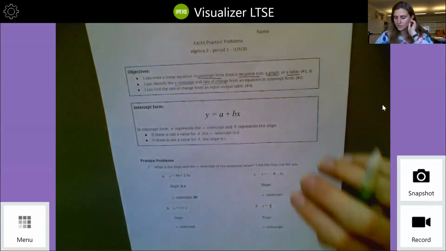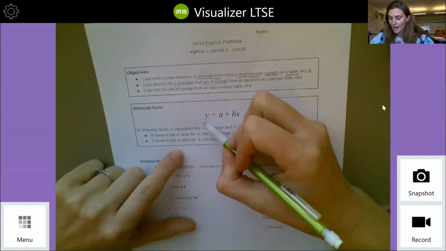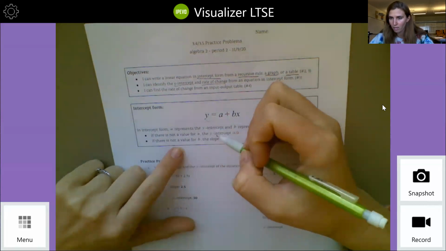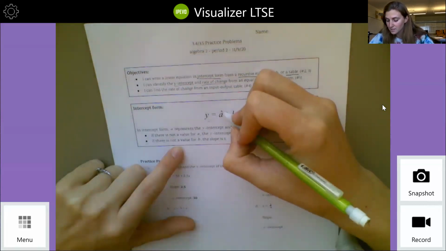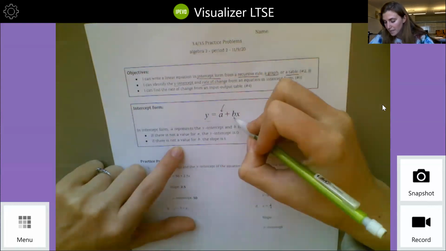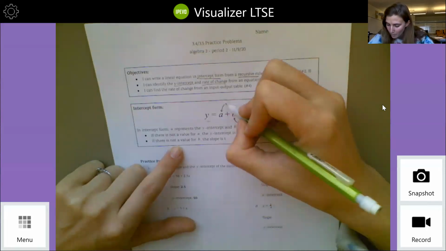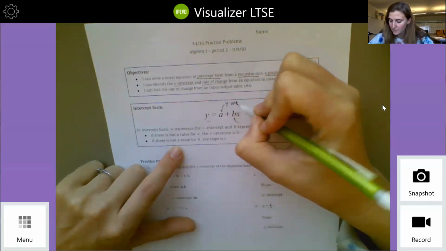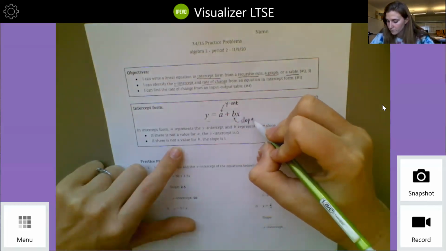So intercept form looks like this: y equals a plus bx, where y is one of our variables, a is a constant number, b is a constant number, and x is our other variable. A will represent the y-intercept, and b represents the slope.